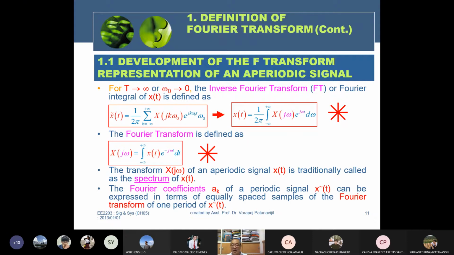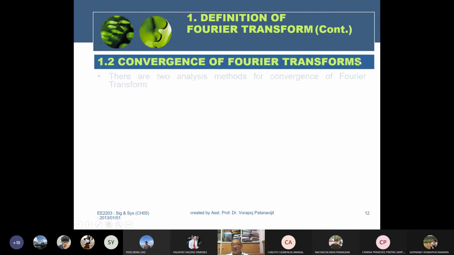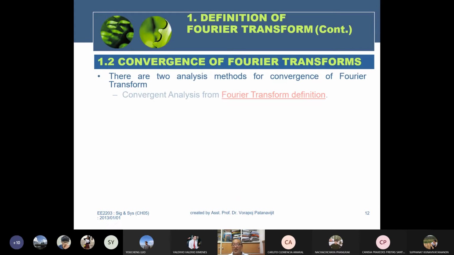And the Fourier coefficient a_k of a periodic signal x(t) can be expressed in terms of equally spaced samples of the Fourier transform of one period of x(t). And the convergence of the Fourier transform: there are two analysis methods for the convergence of the Fourier transform, with the same idea as for the Fourier series, okay? We can use the Dirichlet conditions. Do you remember? Dirichlet said that we have three conditions that guarantee that the signal has a Fourier series or Fourier transform, okay?